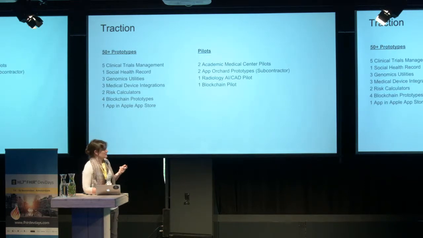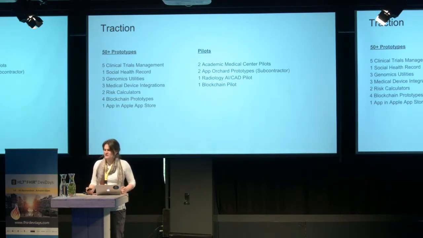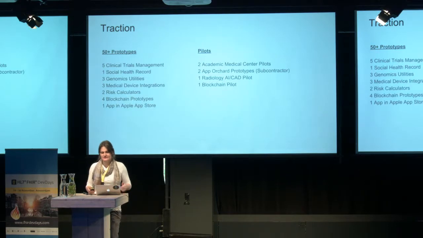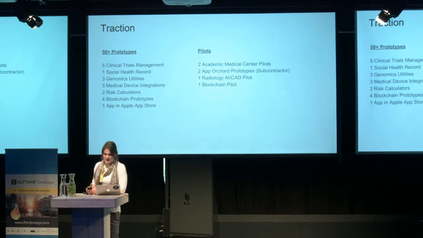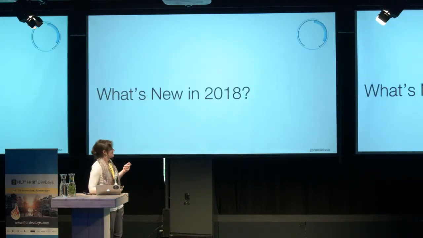To date, the Clinical Meteor project has been through about 50 prototypes. We did 5 clinical trials projects, maybe 6 now. Social health record, genomics utilities, medical device integrations. We've been getting a lot of donations in the blockchain space, and so that was an easy community yield for us. We're piloting in multiple medical centers, have been doing App Orchard prototypes, and we've even run through AI and blockchain pilots with this. So it actually kind of works.